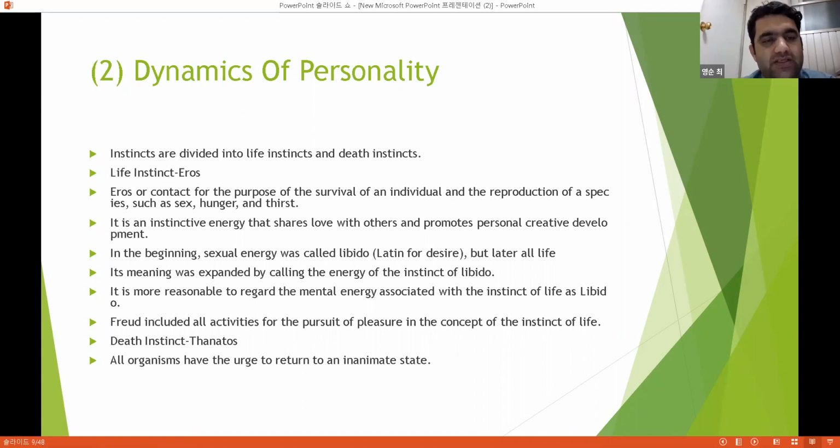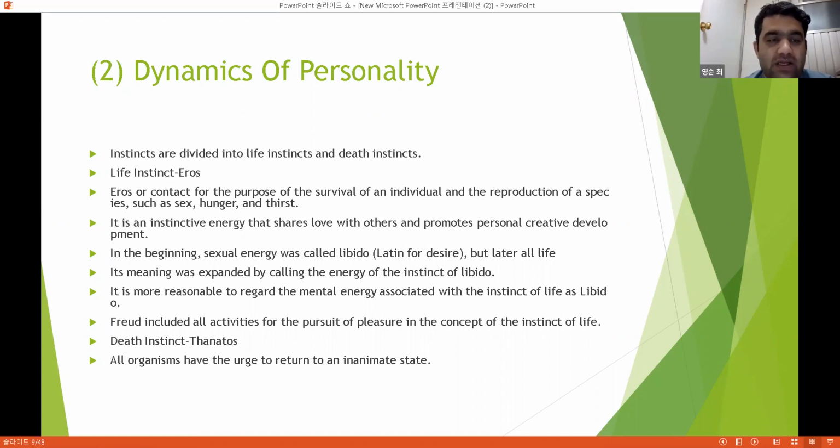It is more reasonable to regard the mental energy associated with the instinct of life as libido. So it's also called sharing associated with libido, right? And also Freud included all activities of the pursuit of pleasure in the concept of what? In the concept of the life instinct.